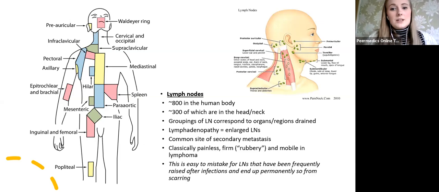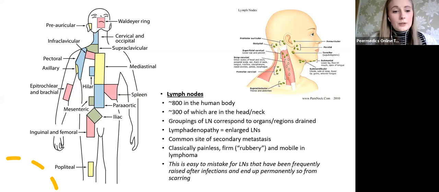And obviously where certain lymph nodes are grouped, that's going to correspond with the organs and regions they drain. So for most parts or systems of the body, it's worth knowing where those cancers would metastasize to if it was a secondary cancer. Whereas lymphoma obviously is a primary cancer of the lymphatic system.